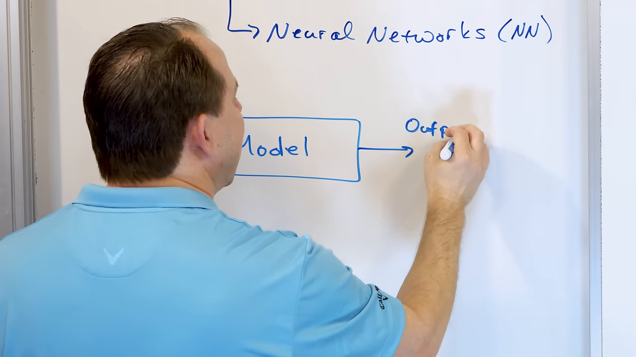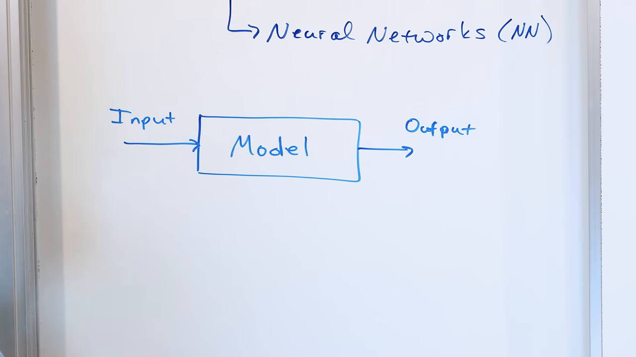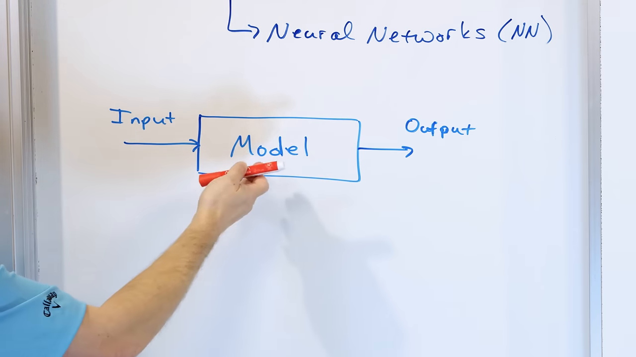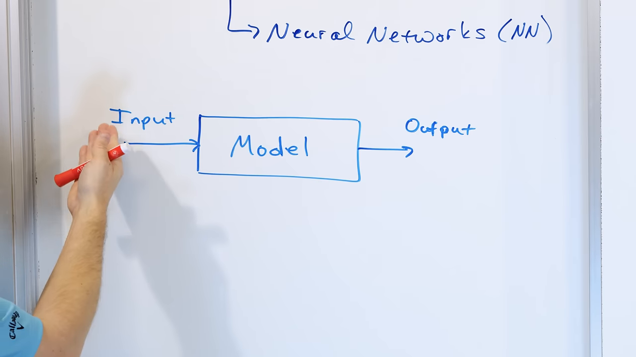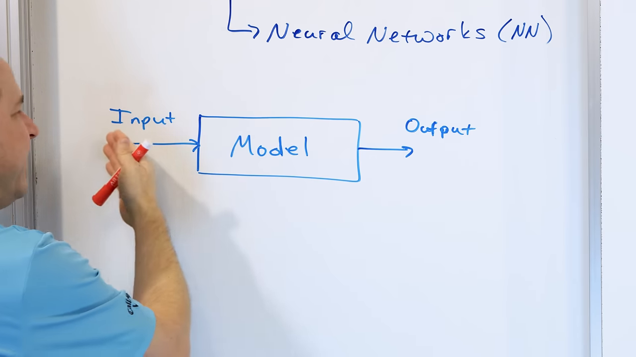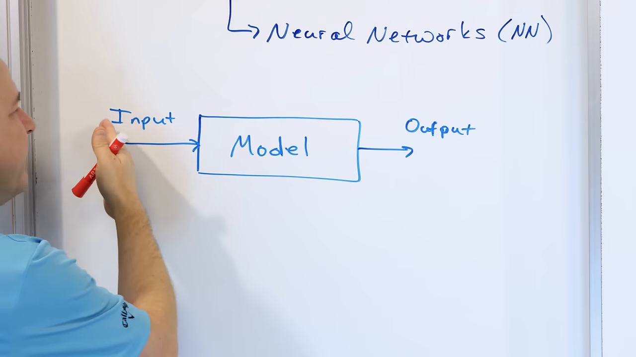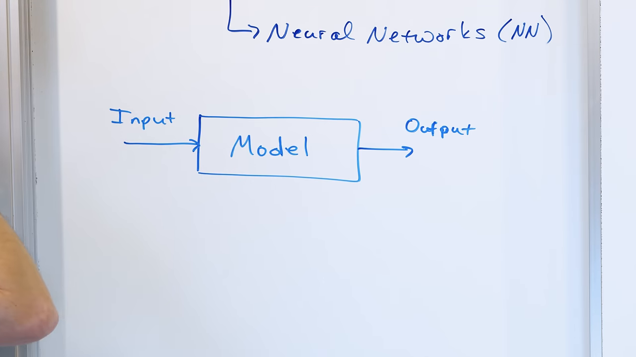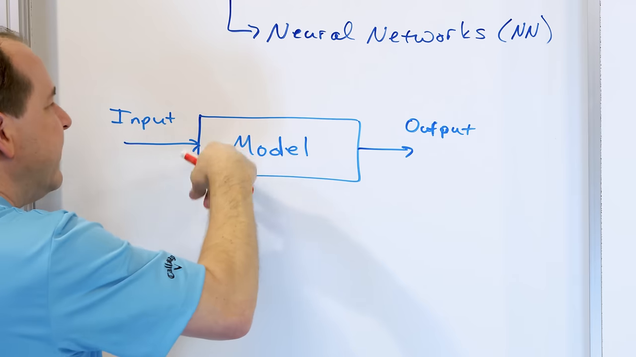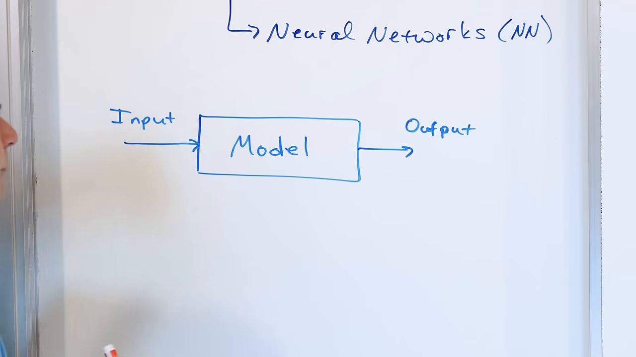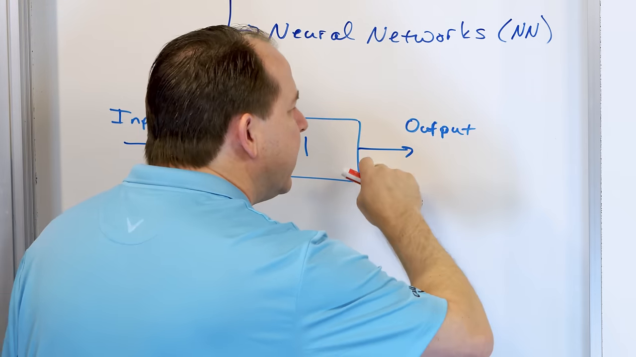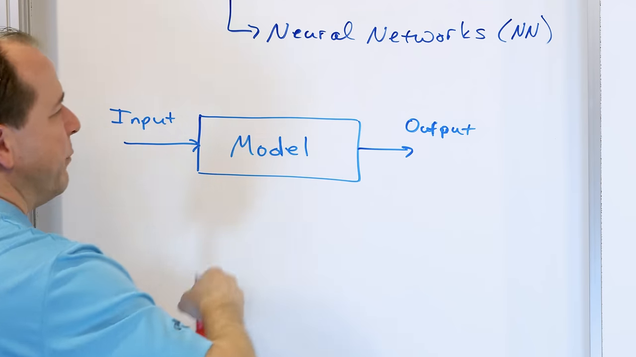Whoops, if I can spell, output. All right? Now, the model might operate on the input. The input can be whatever. It can be an image, a set of bits from an image. It could be the bits coming from my voice for speech recognition or whatever, and it's going to crunch on that, and it's going to put out an output. I think you said the word cat could be the output, for instance.